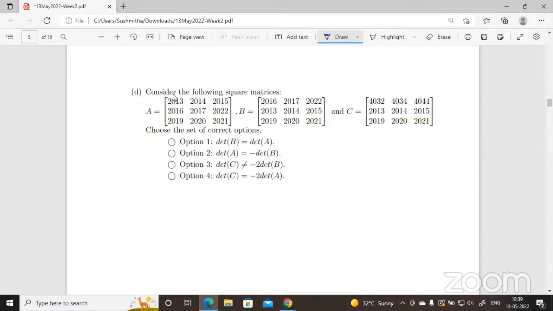So what is happening in A and B here? Two rows of B have been interchanged, which makes it A. So the first and the second rows have been interchanged, and because of that, what will be the effect on the determinant? It will bear a minus sign. So this is wrong. And then what's happening in B and C? The first row has been doubled. So the first row is becoming 2 times. In that case, the determinant of C will be 2 times the determinant of B. Not -2, right? It's not -2, so this is right.